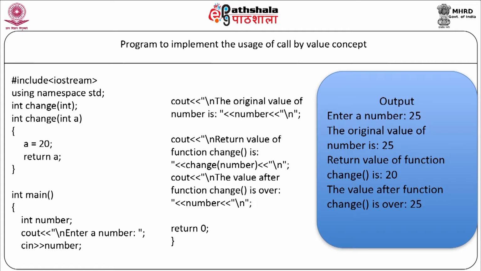When we come back to the main program, that change will not be reflected inside the main program. So our next statement will be the value after function change is over is number. So our number value is intact, that is 25.